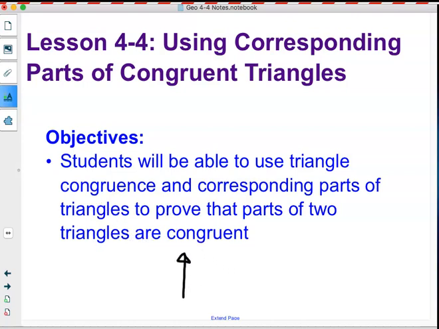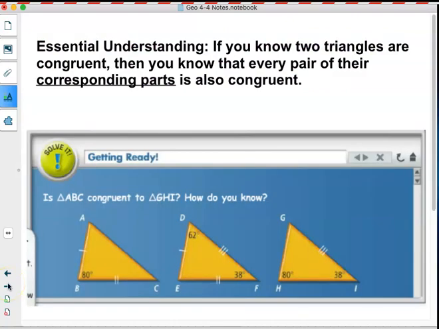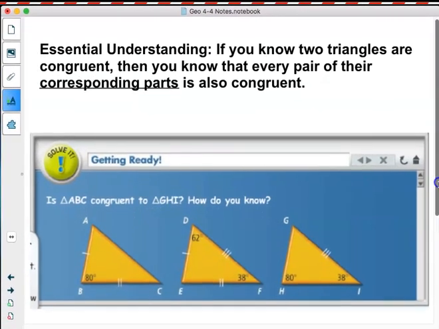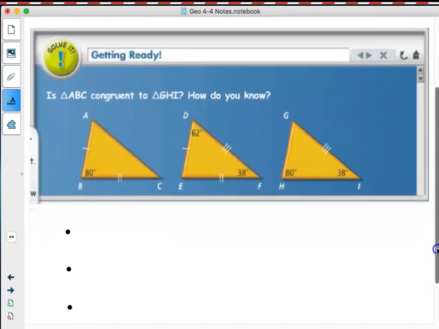We are going to make sure that we recognize that once we prove triangles are congruent, the parts of the triangles we did not use in that proof are congruent, and we can use them to prove other things. So let's see how this works today. First of all, essential understanding: if you know two triangles are congruent, then you know that every pair of their corresponding parts is also congruent. All 6 pieces are congruent to each other. Remember that.